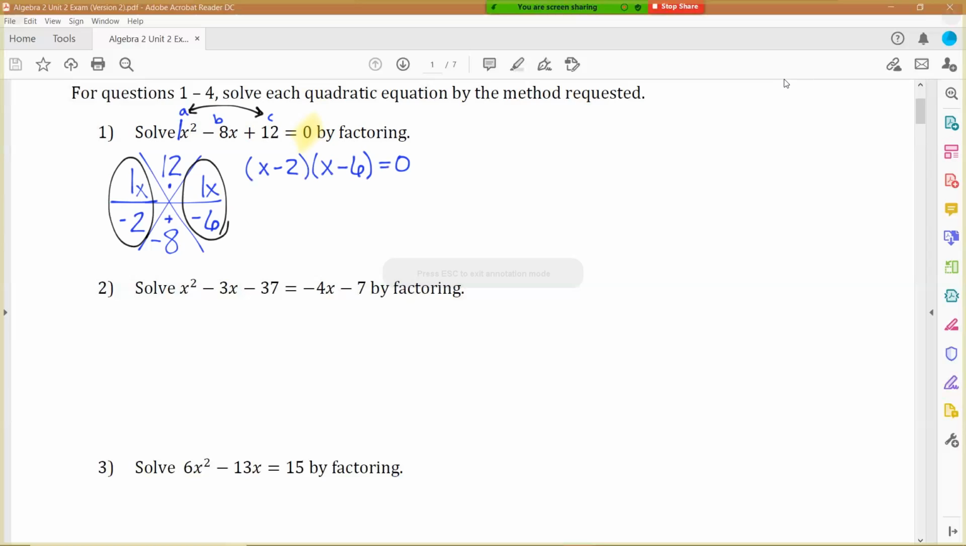Then we're going to use what we call the zero product property. We have two sets of parentheses being multiplied together. Since their product is 0, we know that one of these factors, or both, has to equal 0. So we're going to set both of our factors equal to 0. This is a little bit different than what you had to do on your first quiz, because now we're asked to solve. So once you factor, set both your parentheses equal to 0, and then get x by itself. So x equals 2, x equals 6. So we've got two answers for question number 1.